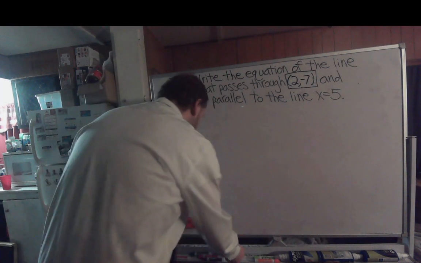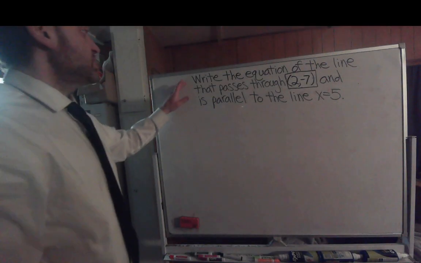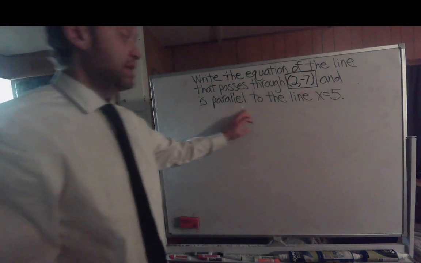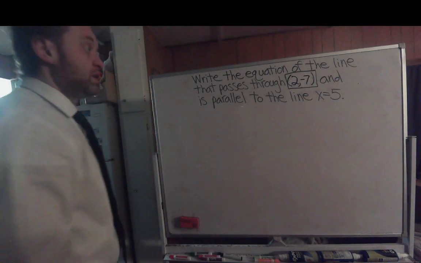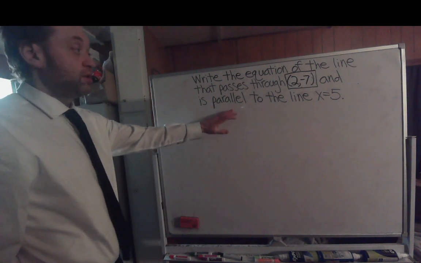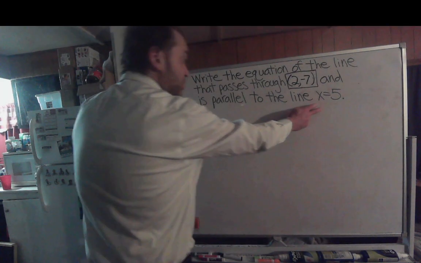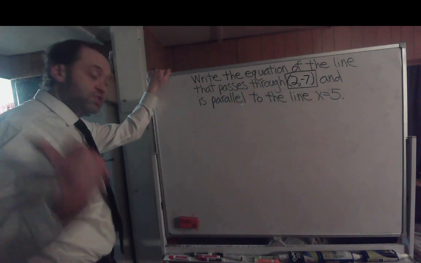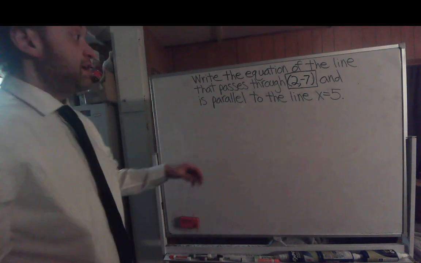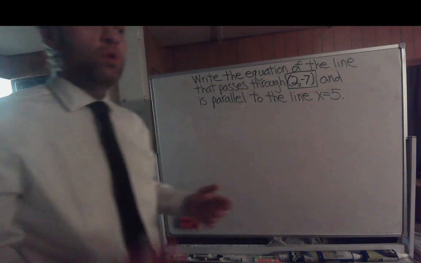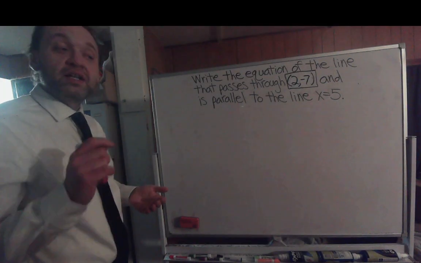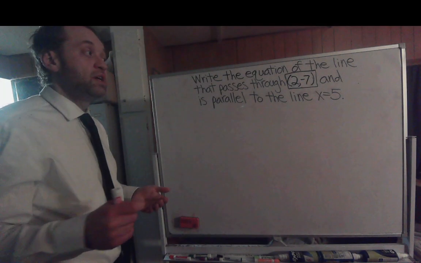Alright, so we want to find the equation of the line that passes through the point (2, -7) and is parallel to the line x equals 5. Since we're, again, talking about either parallel or perpendicular, let's deal with the line we're trying to compare it to, that it's going to be parallel to. So we have the line x equals 5. What do we know about an equation of x equals? Remember VUX: vertical line, undefined slope, x equals.